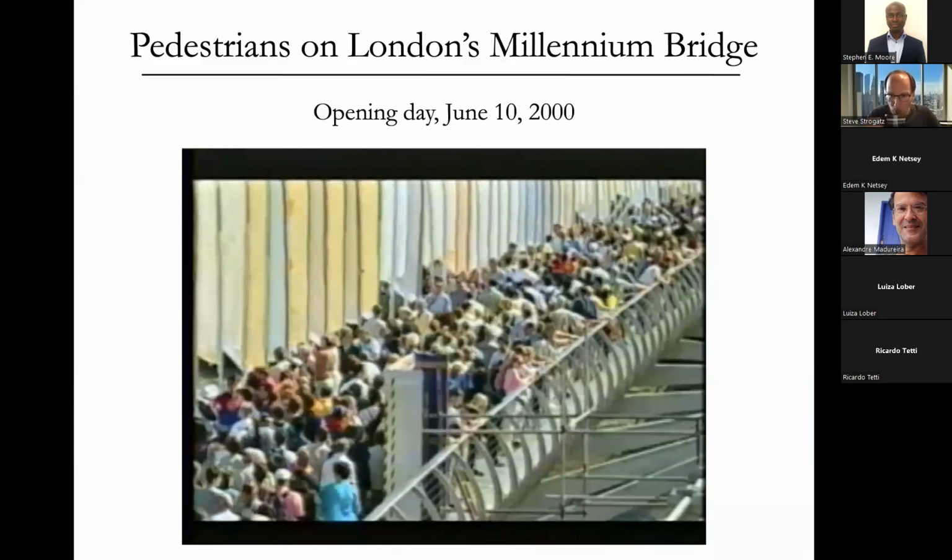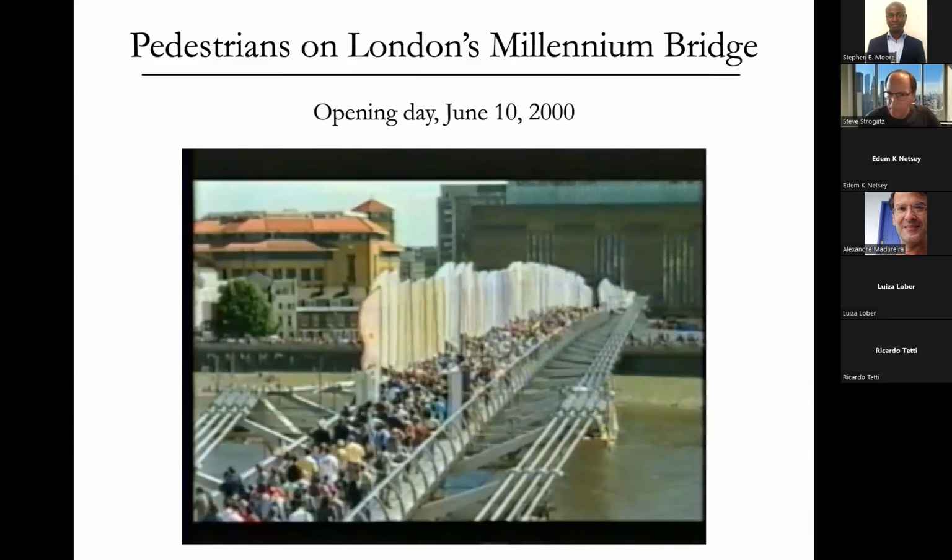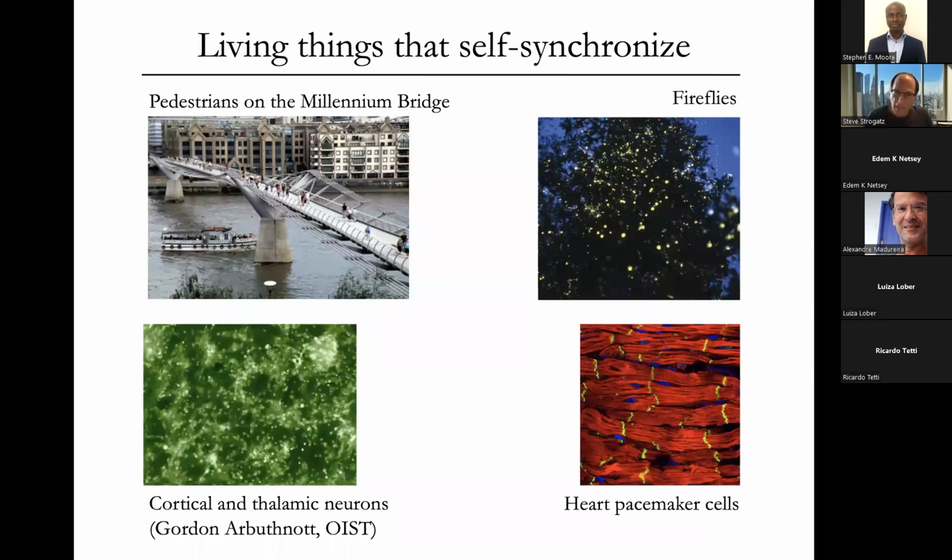But how could the crowd become synchronized? And so that's the question then for us as mathematicians. Can we give some mathematical explanation for what happened on the Millennium Bridge, or even with the metronomes? Why do they get in sync? How can we understand why this is happening? So before I get to that, I want to discuss many other examples of living things that get in sync.